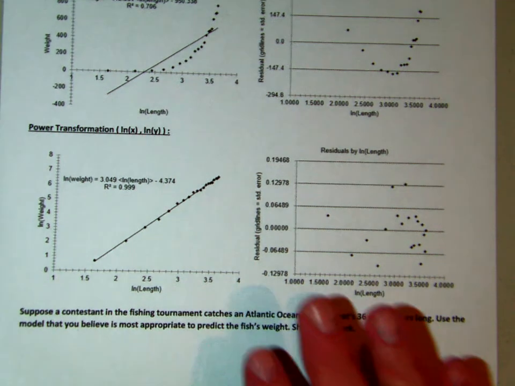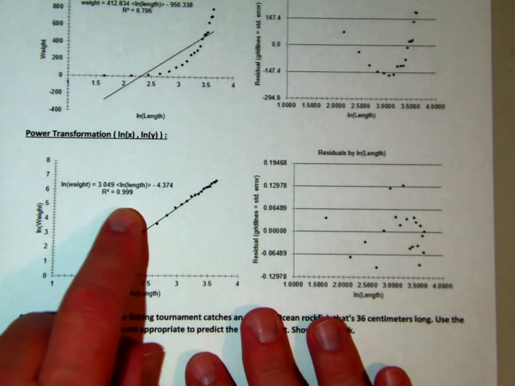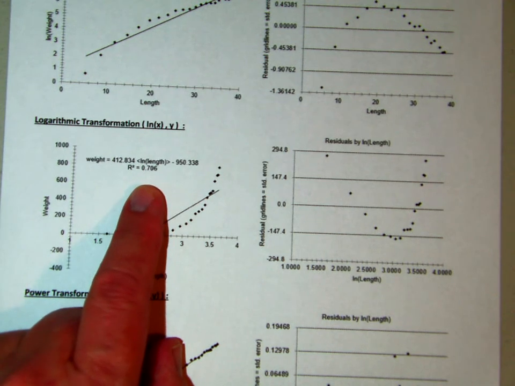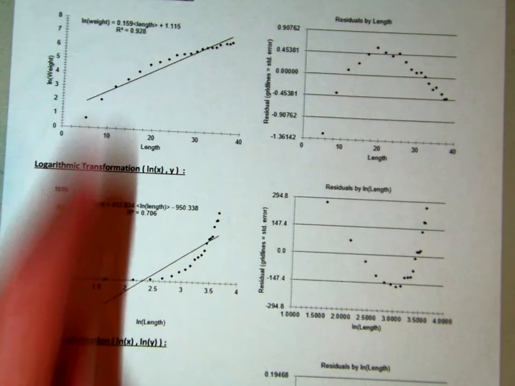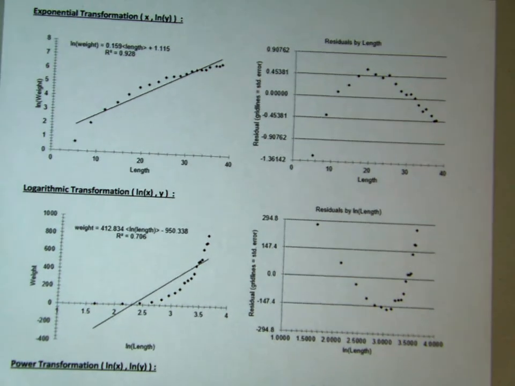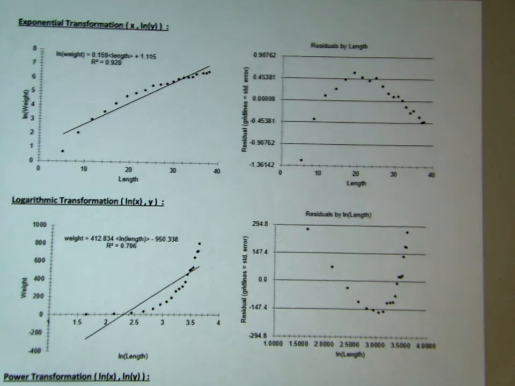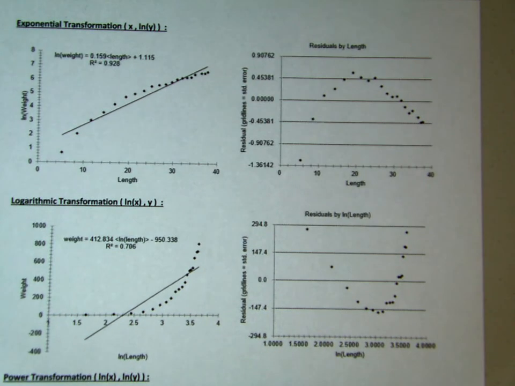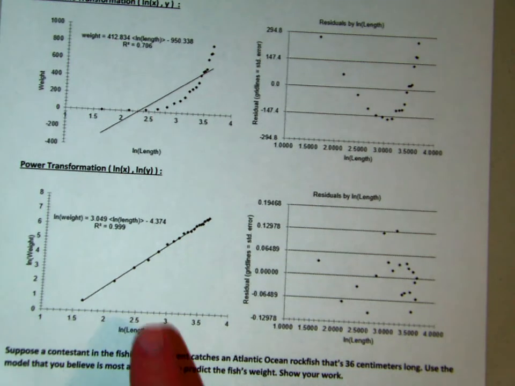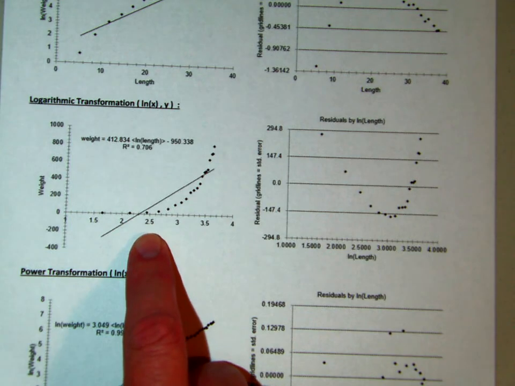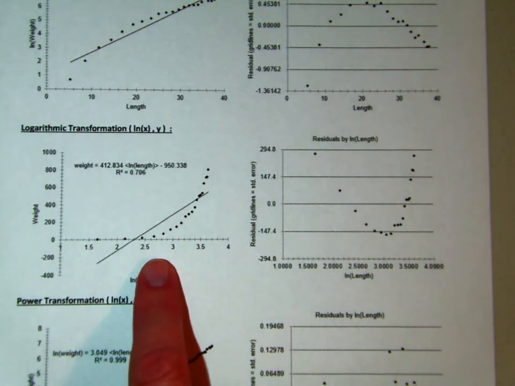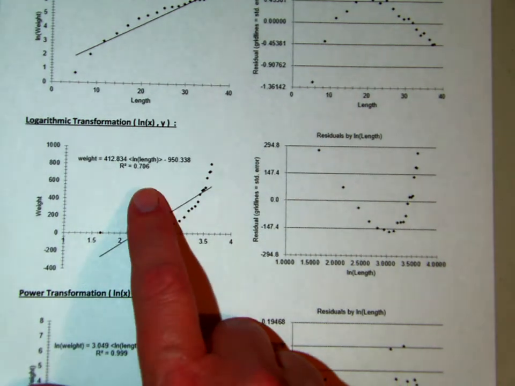Now, of the three R-squared values we had, the 0.999, the 0.706, the 0.928. If that's the only thing we had to go on and not have the residual plots to look at, of those three options, the one that's closest to the 1 is the one that we're going to choose. The one that's furthest from the 1 is the logarithmic. That had the R-squared value that was the furthest from 1.